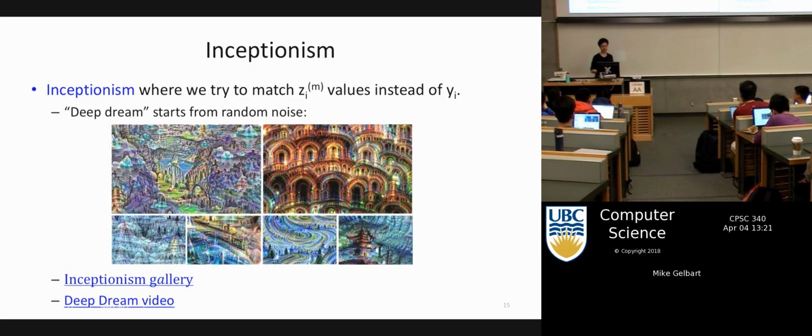So there's also this deep dream idea, and someone I think posted about this on Piazza as well, where again you're trying to match the features of something, and you get these very surreal, interesting looking images, which are pretty fun to look at.